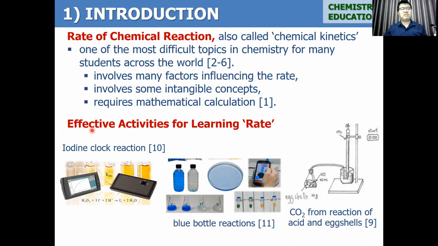Researchers have developed some effective activities for learning chemical reaction rate. For example, the iodine clock reaction observed by color change, and also the blue bottle reaction. It can be observed by naked eye or using spectroscopic technique, or by observing the volume of carbon dioxide gas from the reaction of acid and eggshells.